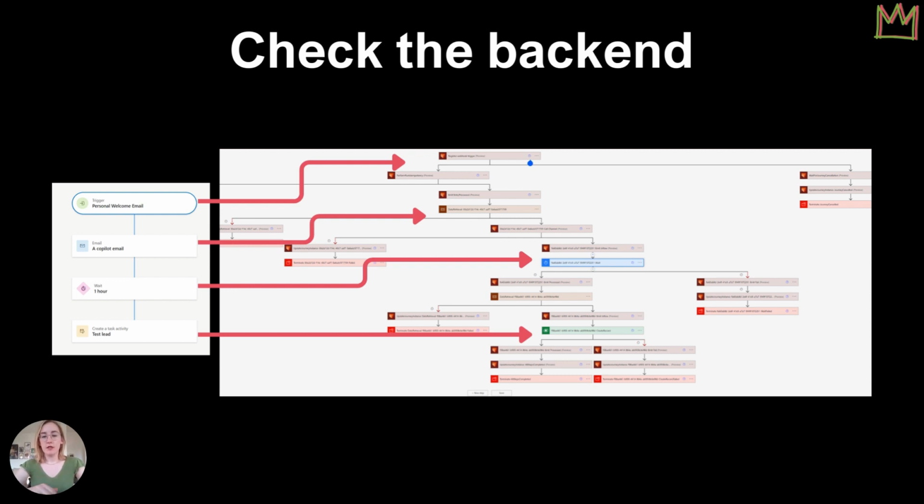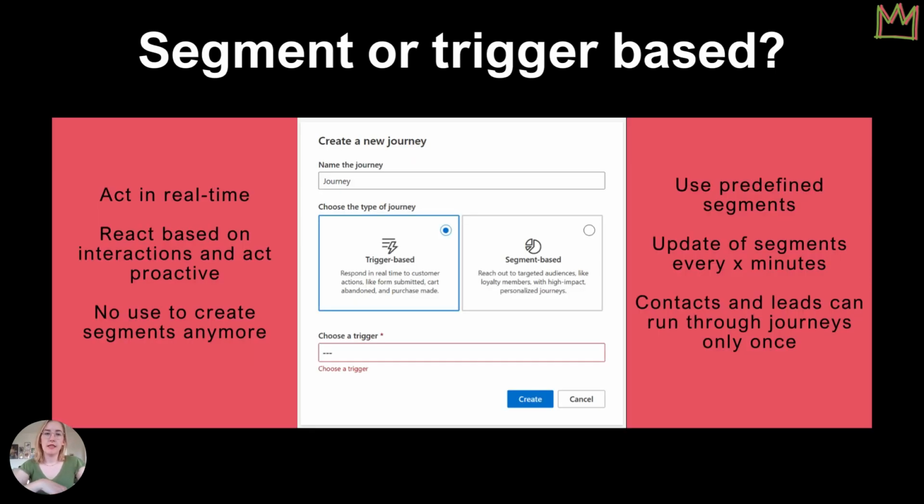But before we get into this, let's have a quick look at segment or trigger based. Everyone of you who has already used the outbound part of Customer Insights Journeys knows that journeys usually start with a segment. A segment is a targeted audience that we create. We define whether we want to send it to everyone who's living in Germany, or everyone that has bought a specific product in the last 3 months.